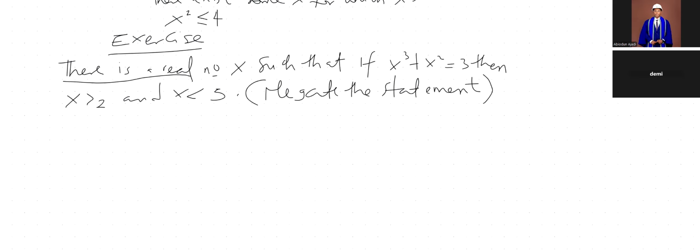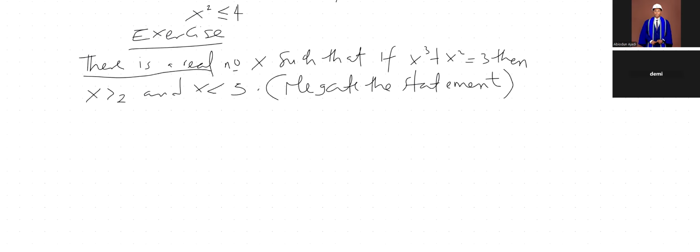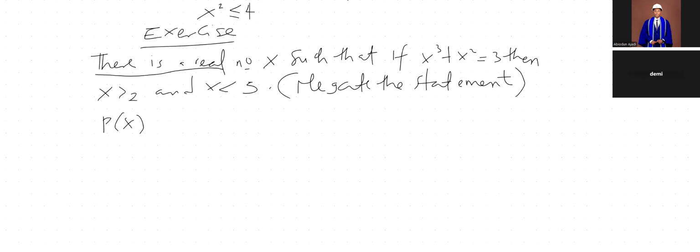So we have to say p of x is x cubed plus x squared equals 3. Then q of x is x greater than 2. Then we can say r of x is x less than 5, right?